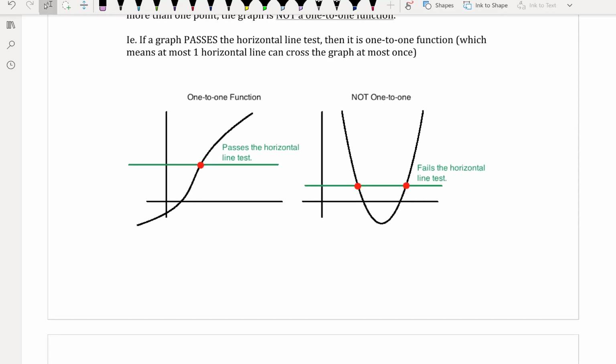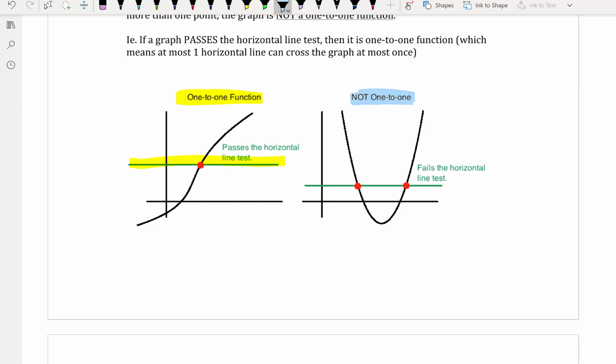So let's think about this definition. For example, the first example here on your left, this one is a one-to-one function because I draw my horizontal line through the graph. That graph is that S shape, and it looks like it crosses once, therefore it's one-to-one because it passes the horizontal line test. For the graph on the right, this is not one-to-one.